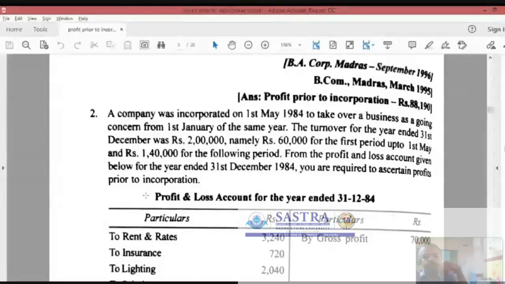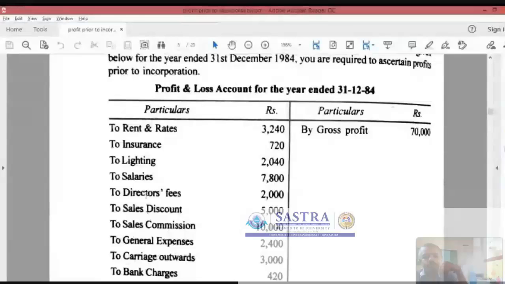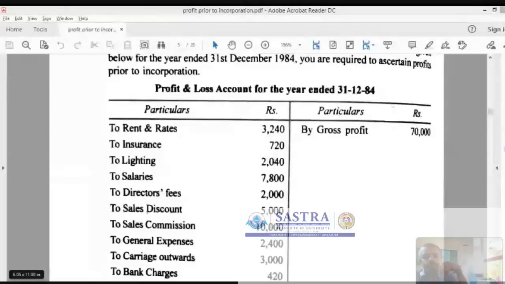Okay. Now, profit and loss account for the year ended 31st December 1984, gross profit is given as 70,000. On the credit side, gross profit is given. On what basis should the gross profit be distributed? Profit pre and post incorporation. On what basis should the gross profit be distributed?